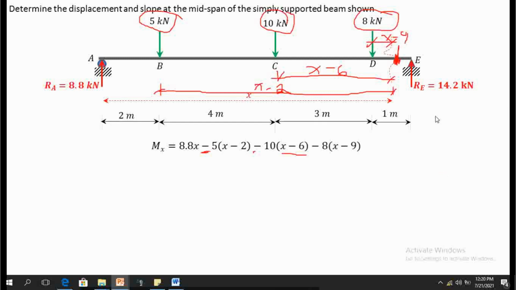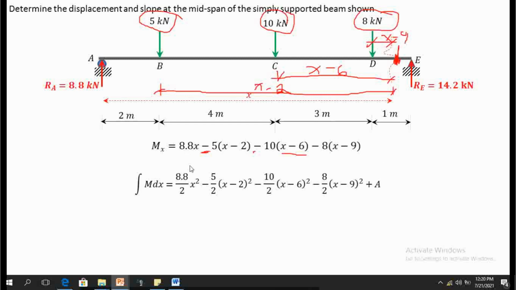So, yan ang lagi niyong tandaan. In making your moment equation, make sure na almost lahat ng mga loads na yung nako-consider ninyo, especially yung mga external loads. And after na nakuha natin yung moment equation, pwede na tayong mag-integrate ngayon.